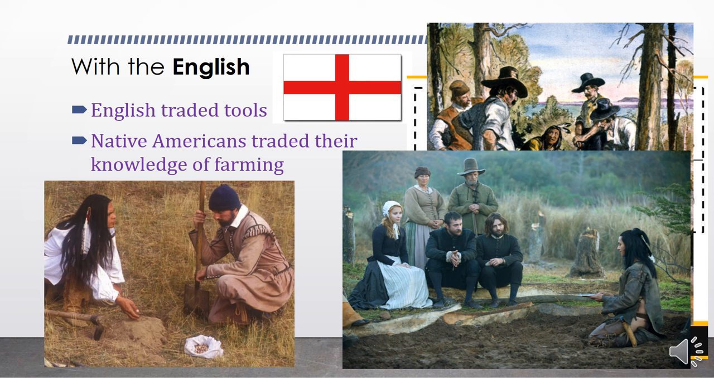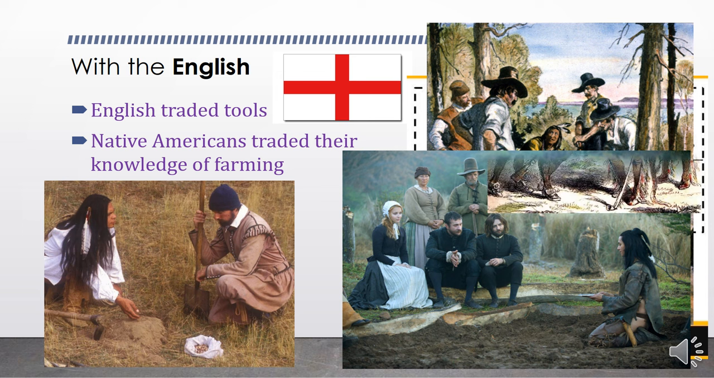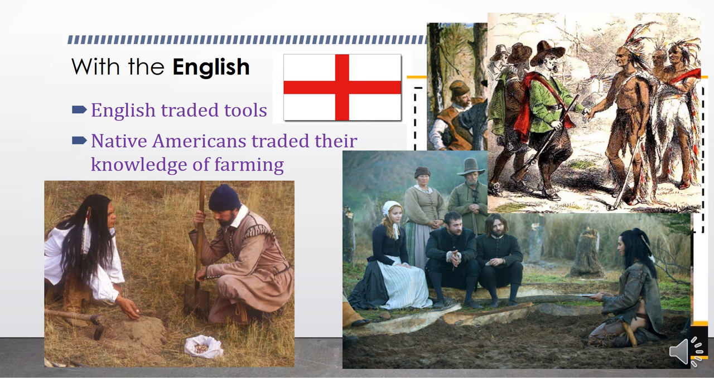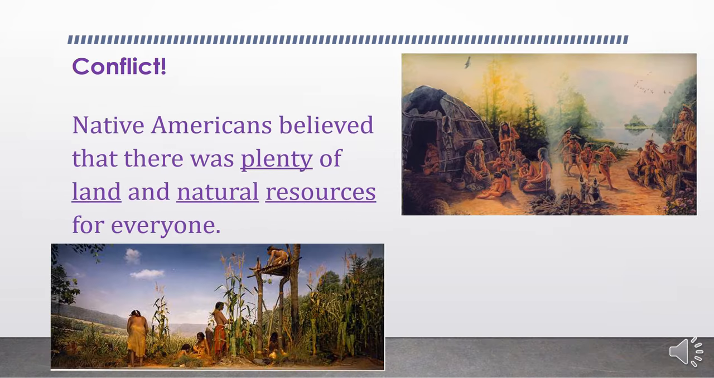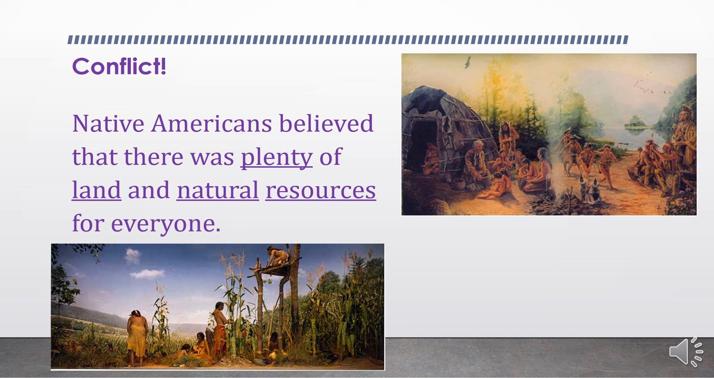The Native Americans obviously do not have metal as a natural resource, so what was very popular was to trade any metal goods, particularly hoes and axes and things like that, that the Native Americans were not used to. We obviously know that things were not always pleasant as far as interactions between the two, and Native Americans did have conflict with the Europeans who came.